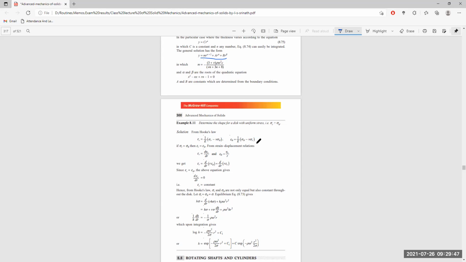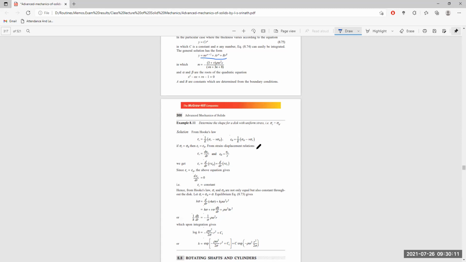Where sigma r is equal to sigma theta, the equation becomes epsilon r equal to epsilon theta. So both sides are equal, which means the strain along the tangential direction is equal to the strain along the radial direction itself.